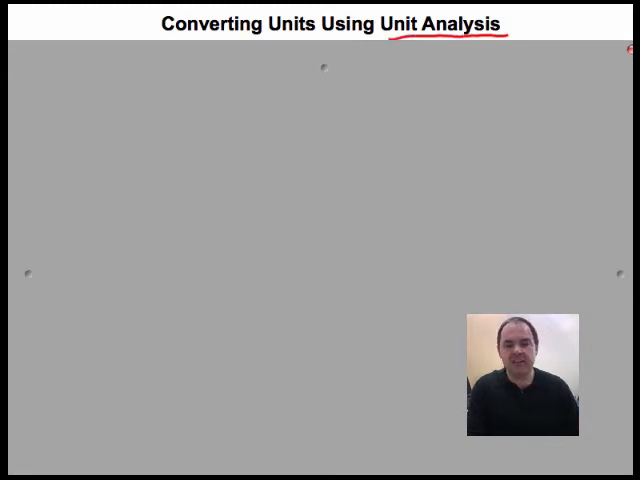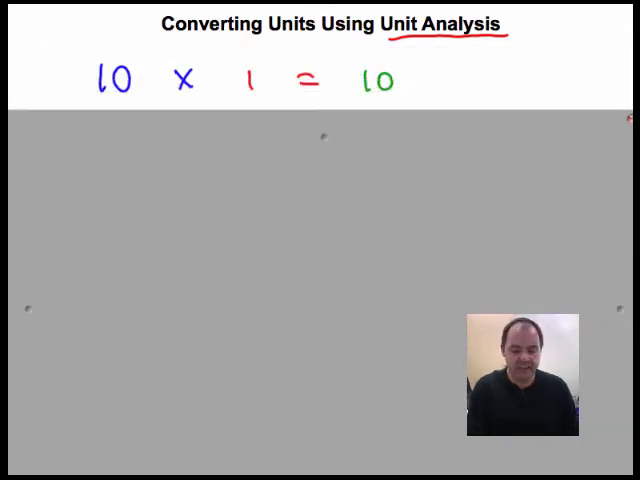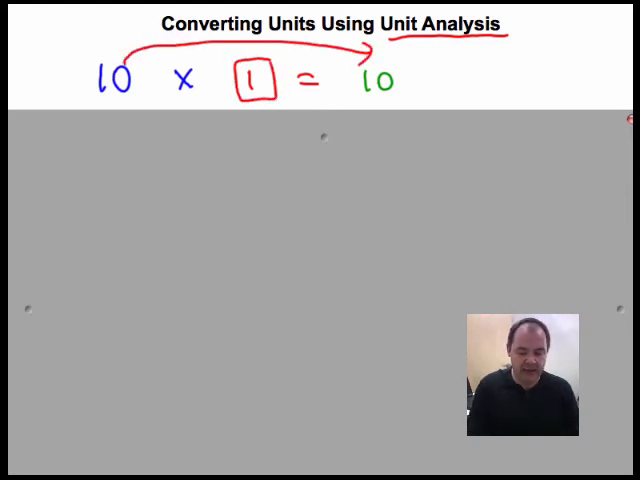Unit analysis is based on a very simple idea in math, and that's the idea that if you take a number and you multiply by 1, you will get the number you began with. Any number multiplied by 1 will give you the number you began with.